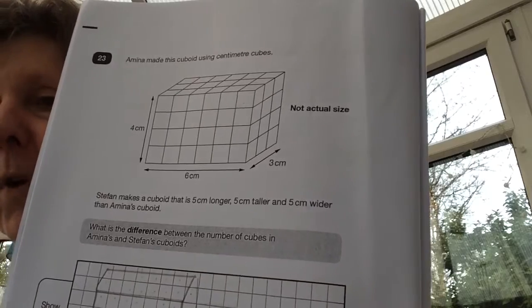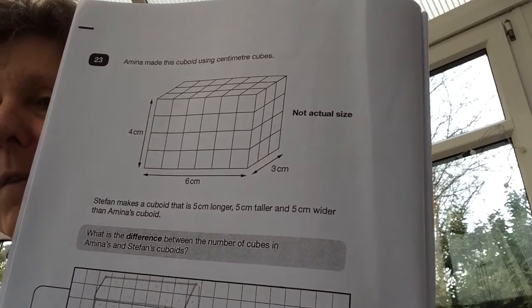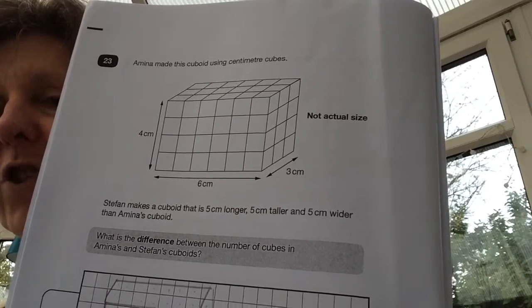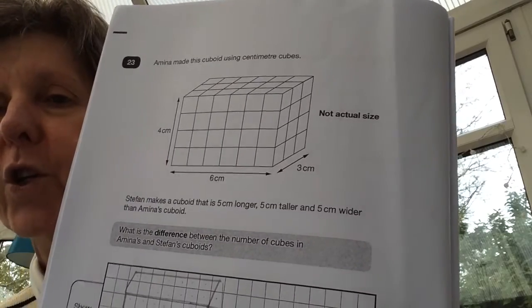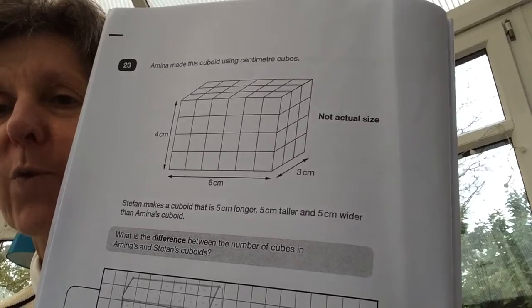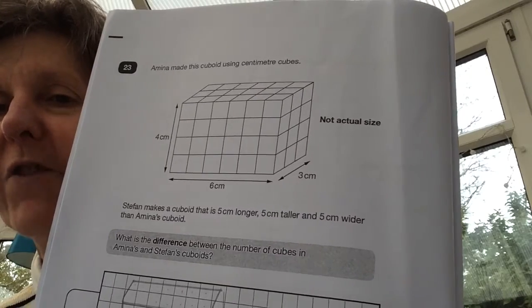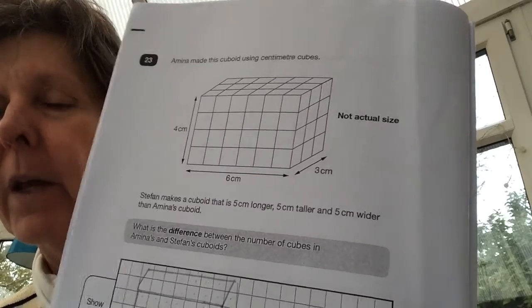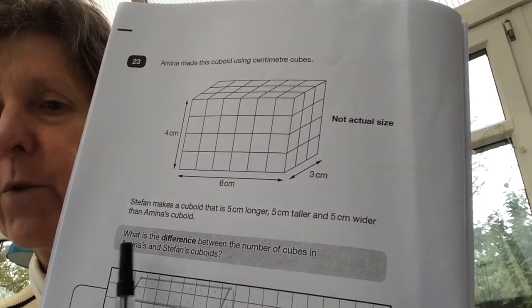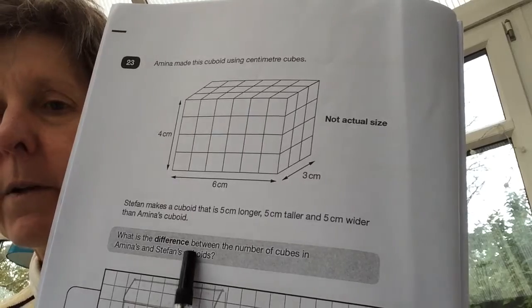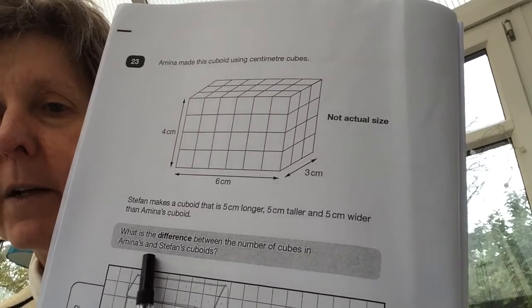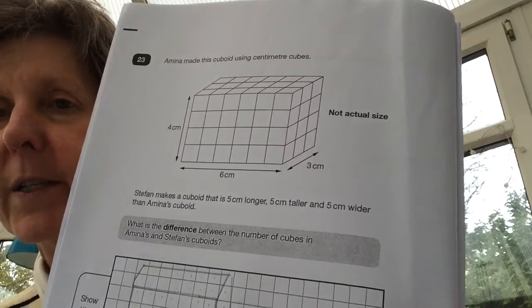Okay, I'm going to stop there. I'm going to leave that on the screen. You can pause it there. And I'd like you just to have a think about how you would go about answering that question. You don't have to try and answer it yet, but what are the steps you're going to need to take? Remembering that you're trying to find out the difference between the number of cubes in Amina's and Stefan's cuboids.